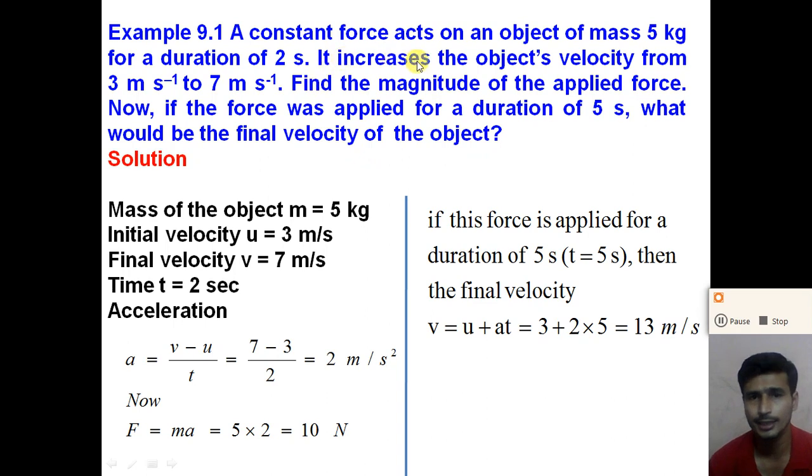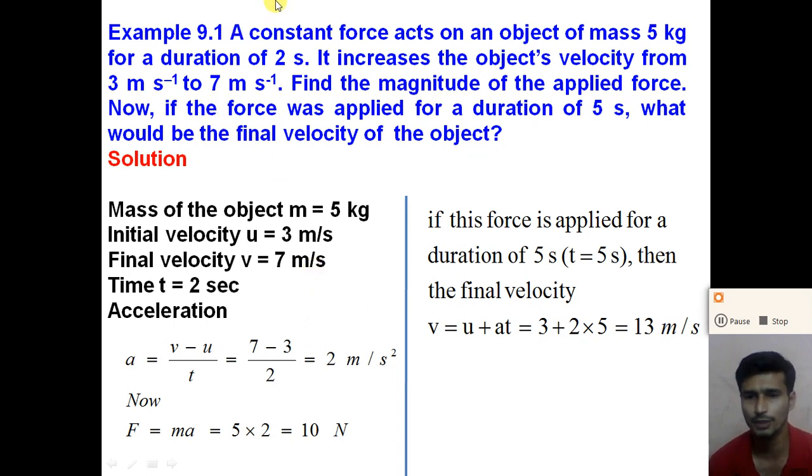It increases the object's velocity from 3 meter per second to 7 meter per second. So as a result of the force, the initial velocity of the object is 3 meter per second and the final velocity of the object is 7 meter per second. So the given data is the initial velocity u is equal to 3 meter per second and the final velocity v is equal to 7 meter per second.